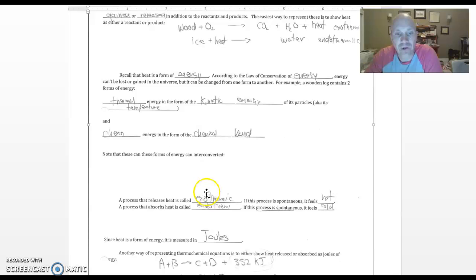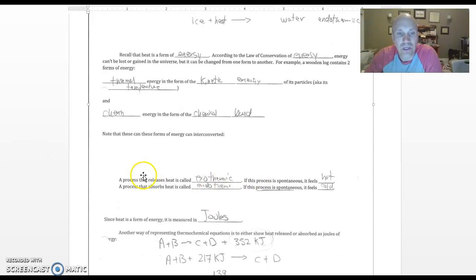All right, so this is just a little review. Any process that releases heat is going to be exothermic. If it happens spontaneously, it would feel hot. Any process that absorbs heat is endothermic. All right, there should be a C there.